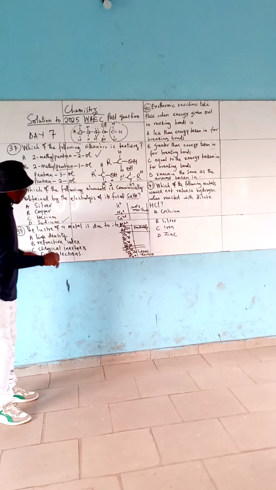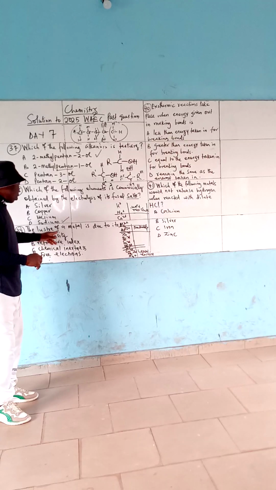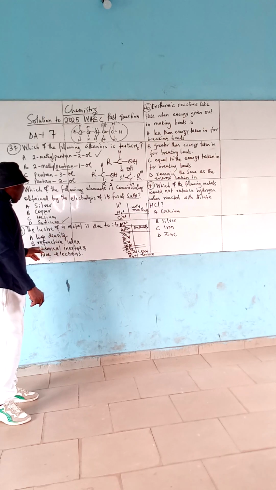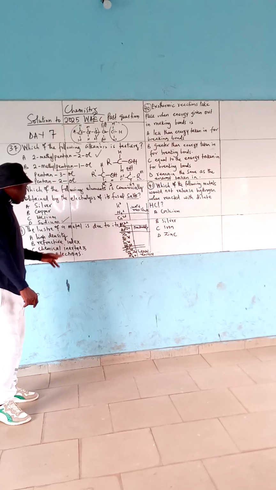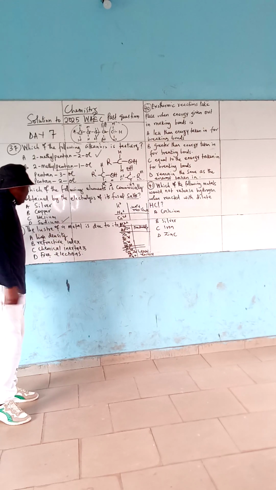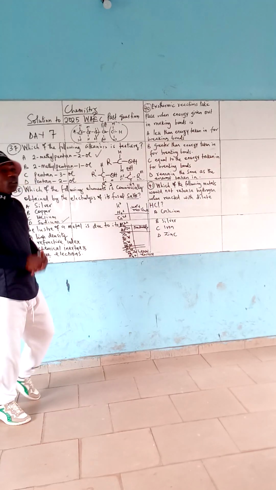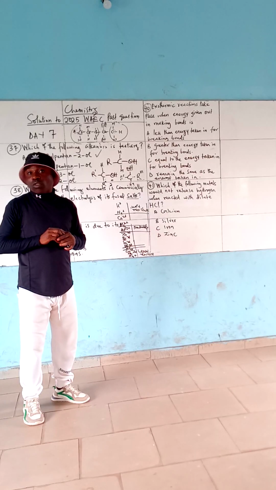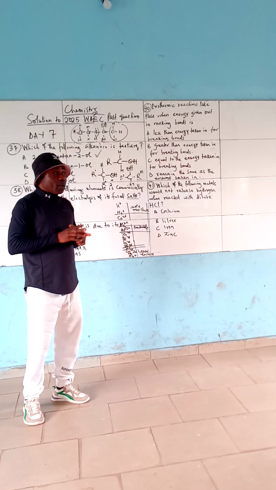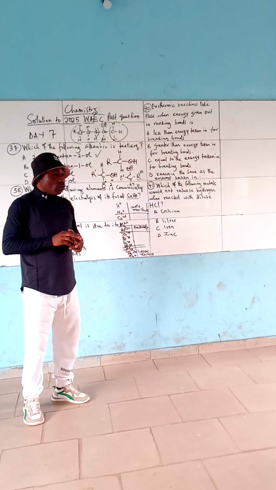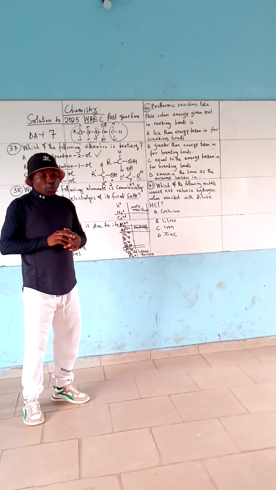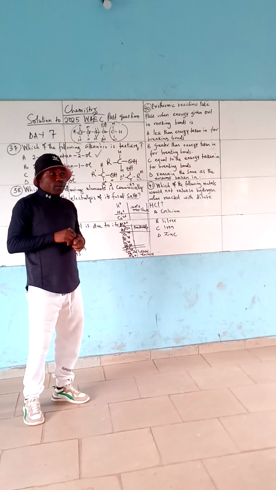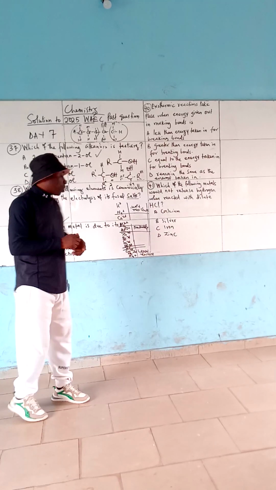Question 39. The luster of a metal is due to its: A, high density; B, refractive index; C, chemical inertness; and D, free electrons. What is luster? Almost all metals have a physical property known as metallic luster. That's the ability of a metal to shine or sparkle when cut or polished.